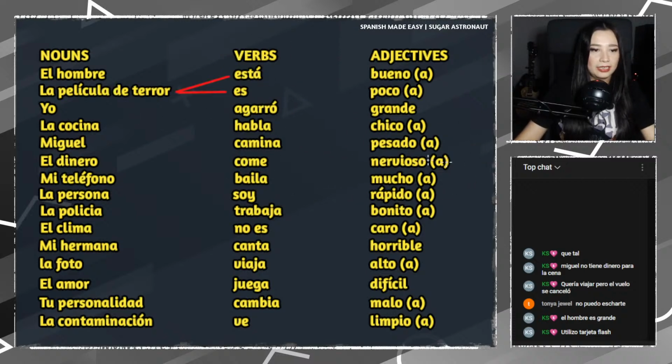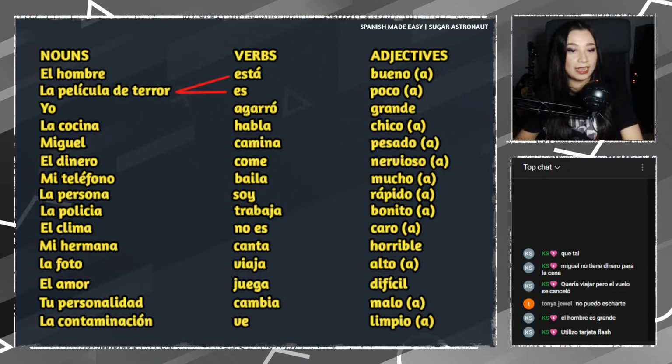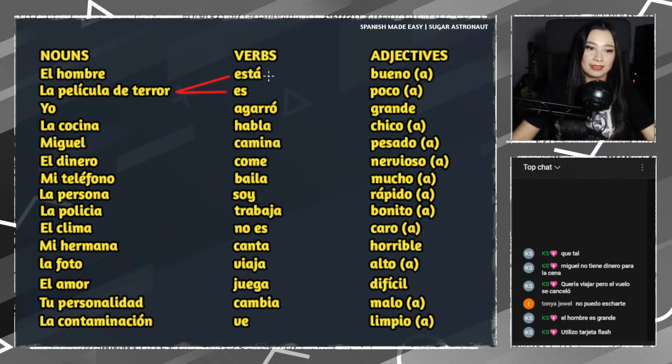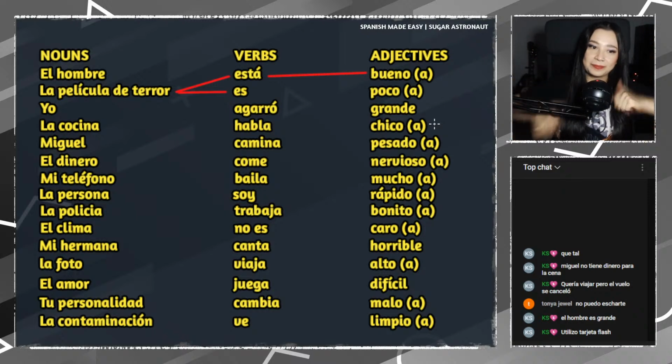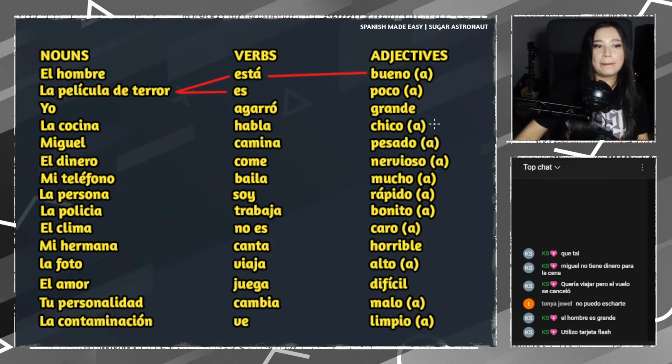Okay, oh, sorry. La película de terror está, I could say está buena, and I'm saying buena because la película is feminine. That's a feminine noun, okay? La película de terror está buena. That means the horror movie is good, right? Or I could say, la película de terror es... What can it be?